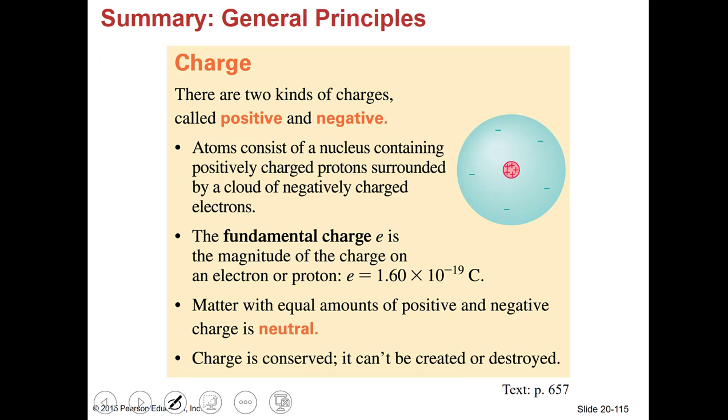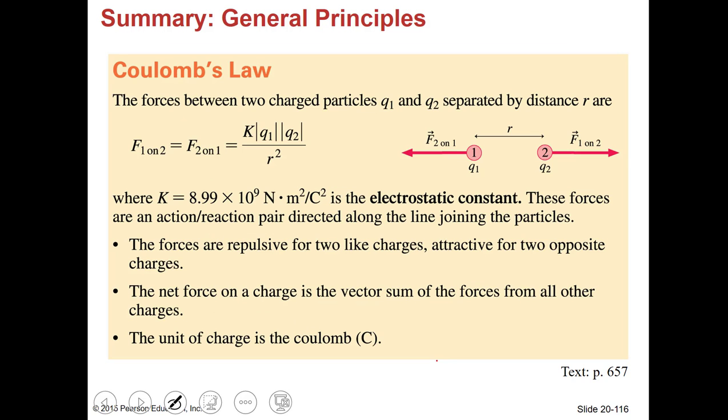So I usually leave the summaries here for you to take a look at. I'll just say a couple of things about it. We've got two kinds of charges, positive and negative, and really it comes down to being a fundamental property of protons and electrons. Neutral doesn't mean no charge. Neutral means equal amounts of positive and negative charge, and you can't get rid of it. It's neither created nor destroyed.